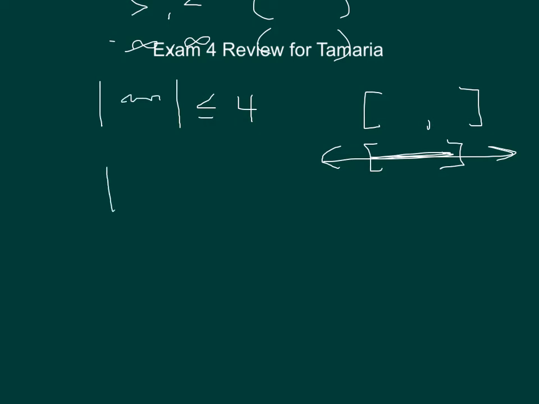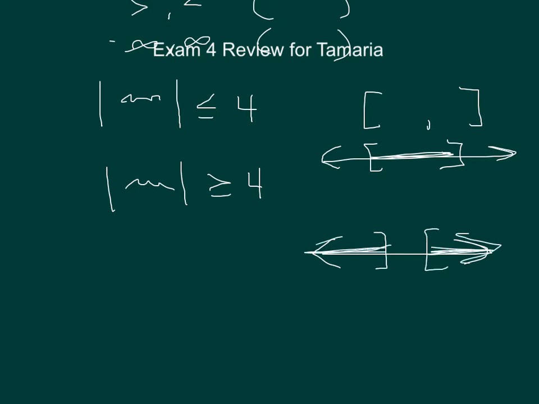But if you have something greater than or equal to a positive number, then that's going to look like this, where you have a disjointed interval. And that's because absolute values represent distances. It's the distance from zero that something is.